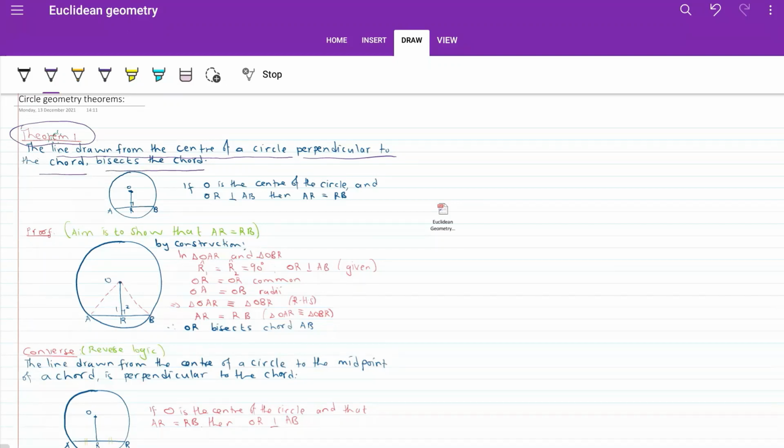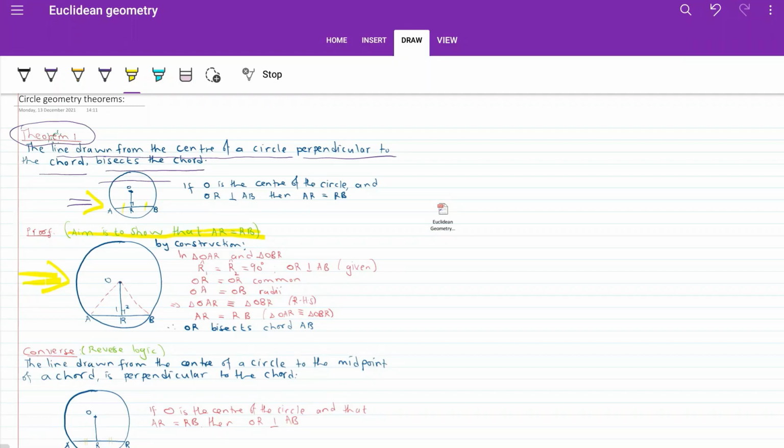And this is the diagram that represents theorem number one. Hope you can see it clearly. And the proof is indicated there. So the aim of the proof is to show that AR is equal to RB. And that's the proof as it appears. I'll not go much into the proof because of the limited time we have.